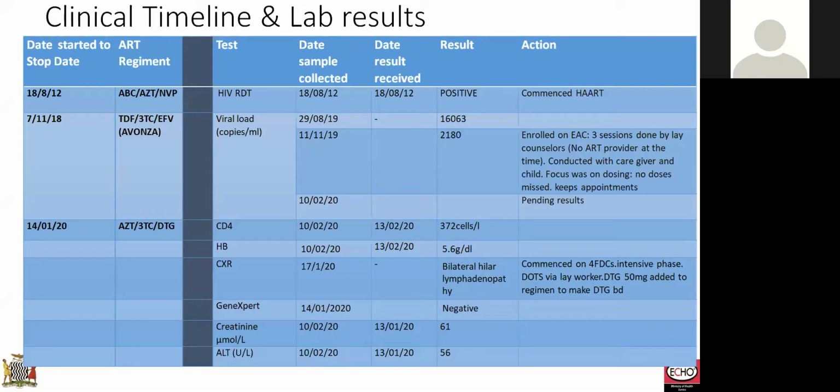On the 10th of February 2020, CD4 was collected. The result came on the 13th of February 2020, which was 372 cells. HB, as on the 10th of February, results came on the 13th, which was 5.6 grams per deciliter. Chest X-ray was done on the 17th of January 2020, which had bilateral hilar lymphadenopathy, and she was commenced on 4FDC.